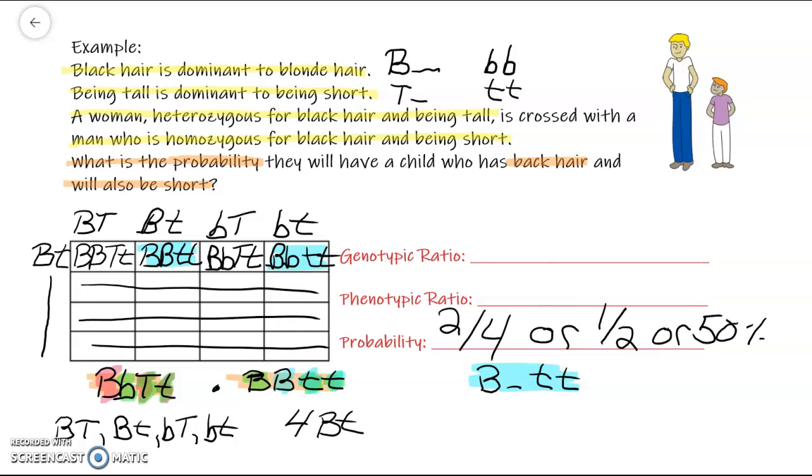But again, like in my last video, what if the problem also asked for a genotypic or phenotypic ratio?